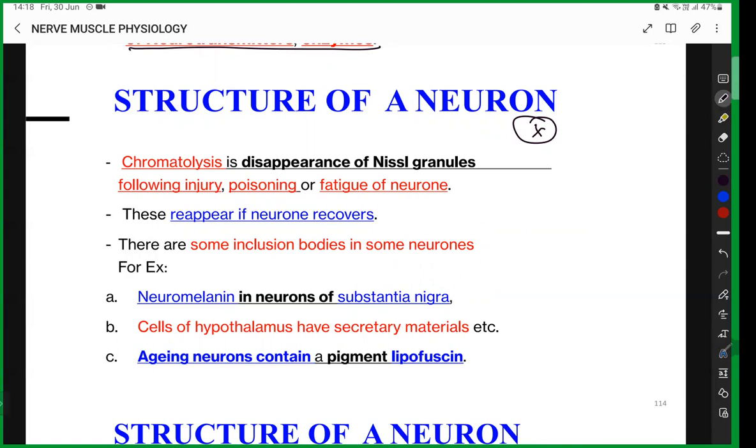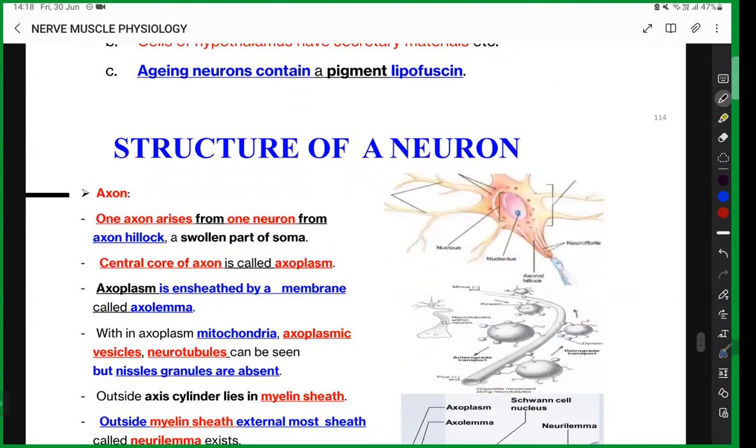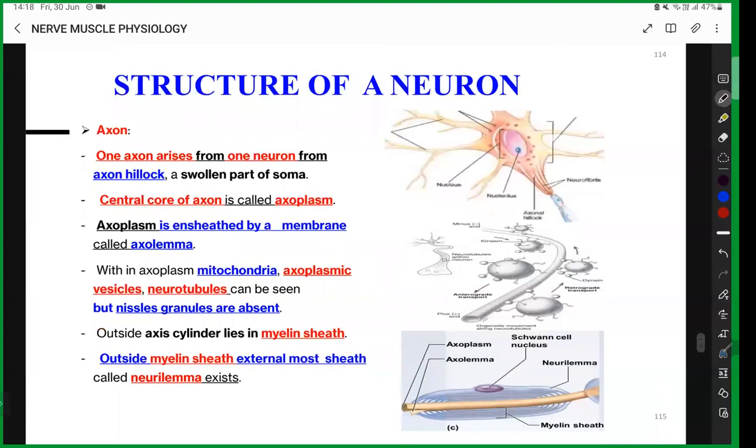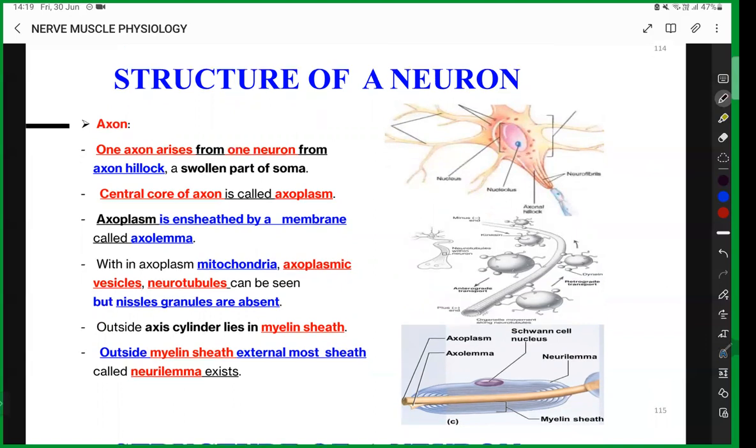And there are some other inclusion materials, inclusion bodies in the neuron, that are going to have some pigmenting, secretory, and other activities. Now coming to the axon, this is how the axon is going to be. Axoplasm is ensheathed by the membrane called axolemma, like the neurolemma, sarcolemma, everything. Remember, the axon or axoplasm doesn't have Nissl's granule. That is what I need you to understand in this slide.